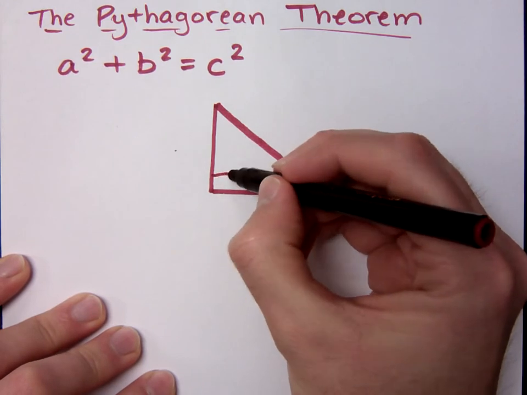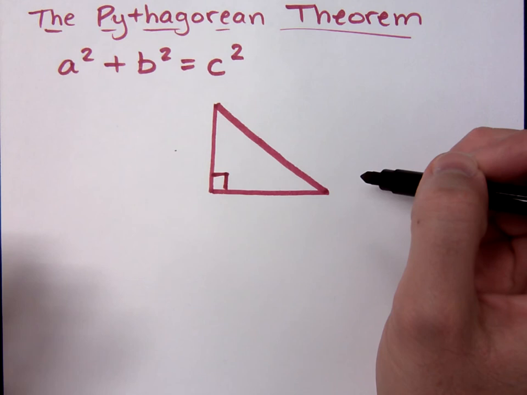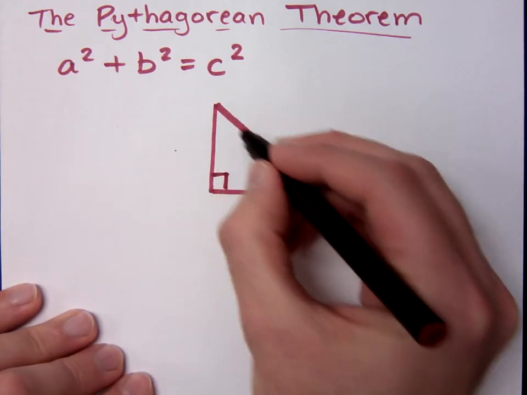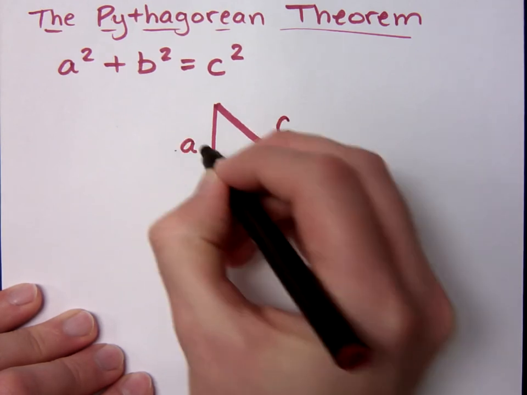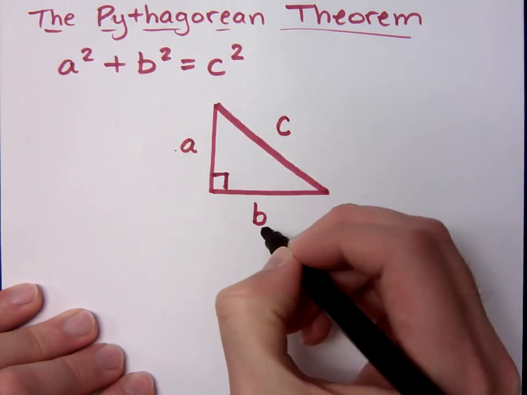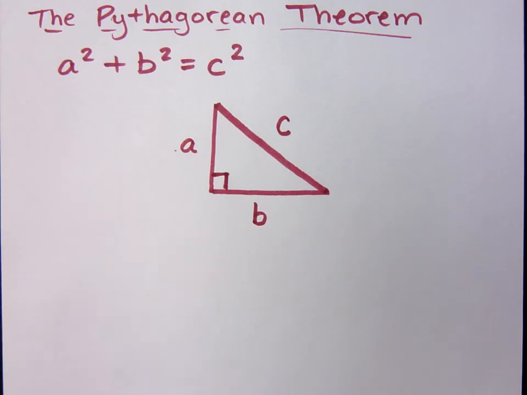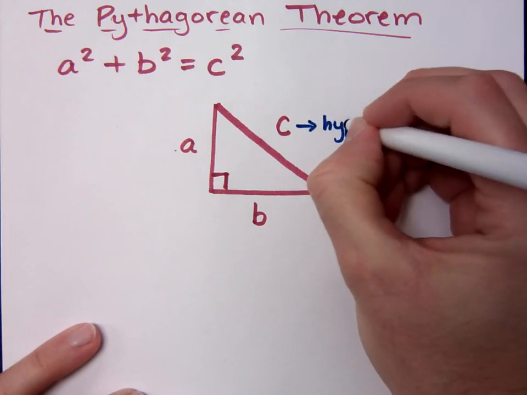So if I have a right triangle here, and it has sides A, B, and C, you've got to make sure you put these in the right spot, right? This longest side here is your C, and the shorter sides would be your A and your B. Now C has a special name. Do you remember what his special name is? This guy is the hypotenuse.